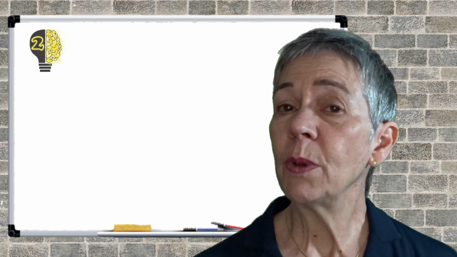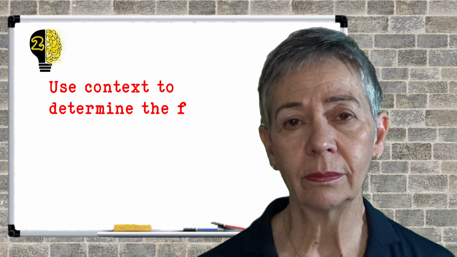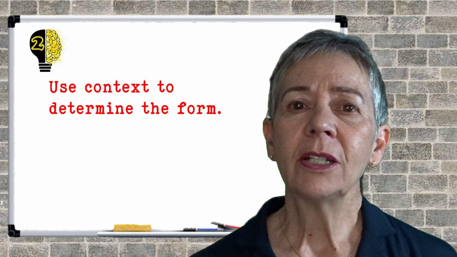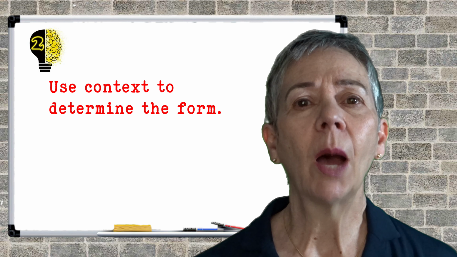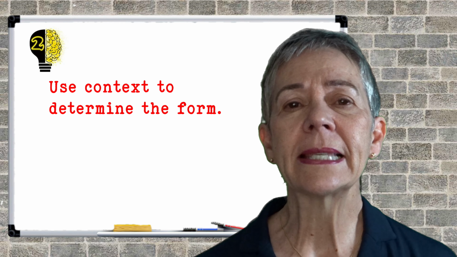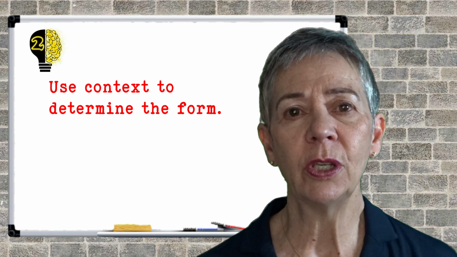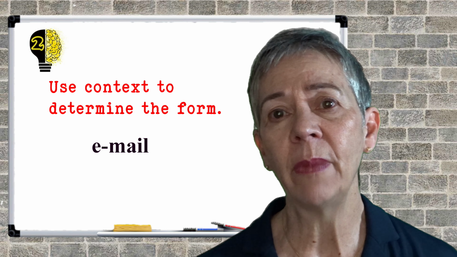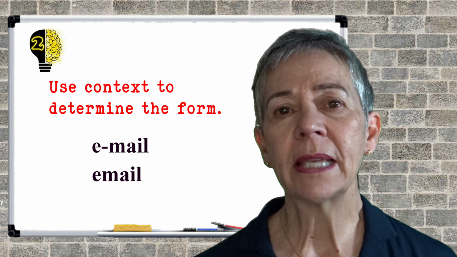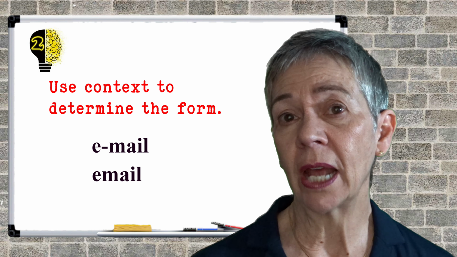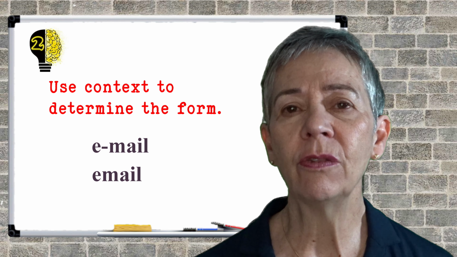So, tip number 2 is use context to determine the form. And you begin by checking with a dictionary. A dictionary will often give you the updated version of a word, and sometimes these can change. For example, when email first began to be used, it was hyphenated, e-mail. Now, the proper form of the word is email. Now, that may sound like, well, e isn't really a word. Is that a compound word? But it's an example of how the language evolves.